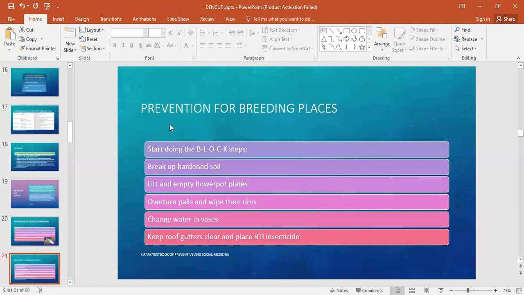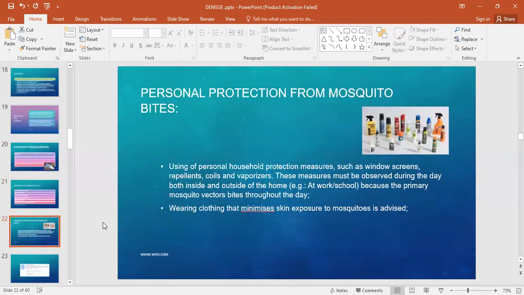Prevention of breeding places. This can be done by the block step: break up hardened soil, lift and empty flower pots and plates, overturn pails and wipe their rims, change water in vases, keep roof gutters clear, and place BTI insecticides.